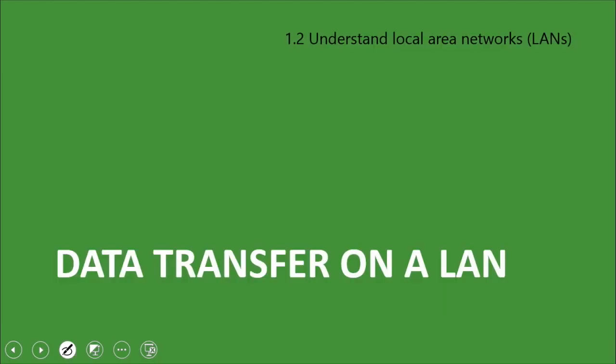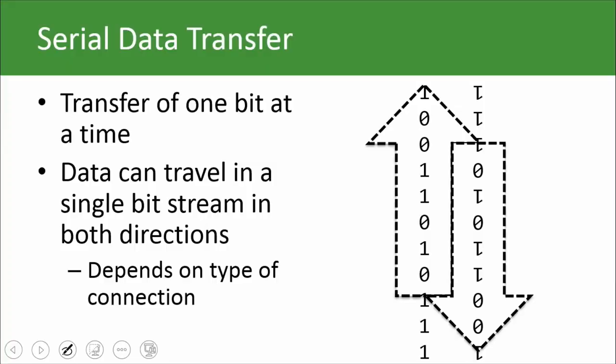All right, so now let's switch modes and talk about data transfer on LANs. Data is transferred in a serial format. So that means 1 bit of data at a time is sent. Now data can travel in a single bit stream in both directions, like to and from. And how it does that depends on the type of connection. And you've got a couple of different types of connection.